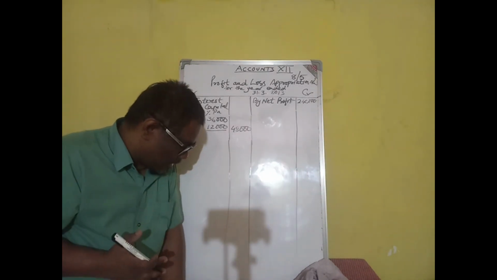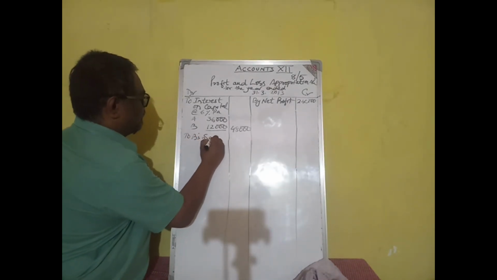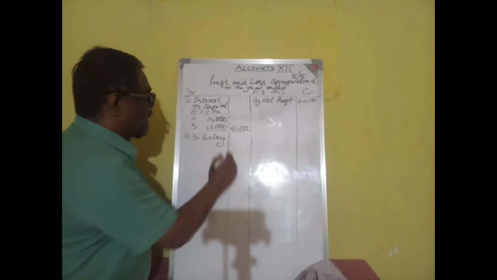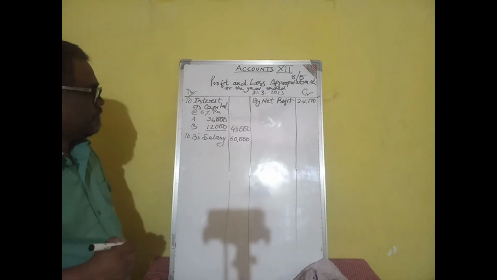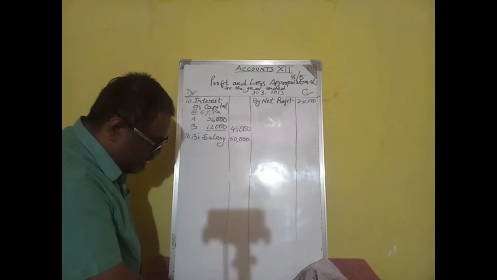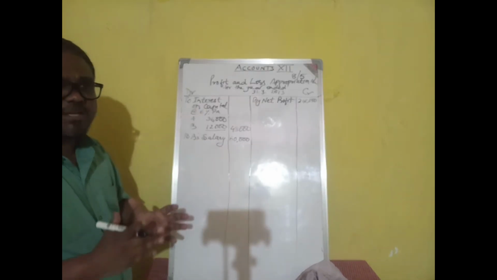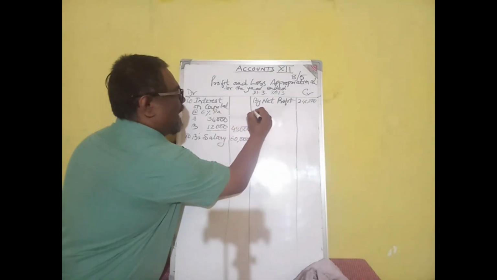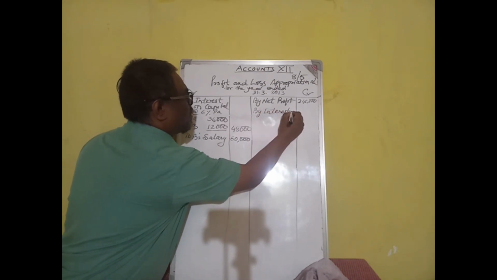Now, salary of B. B's salary is given. B is a partner, and as per the partnership deed, B is getting a salary of 60,000 per annum. Now, interest on drawings is given directly. Since this is the first question, I have taken a very basic question, so you don't have to calculate interest on drawings here. Interest on drawings is given. So here, by interest on drawings.